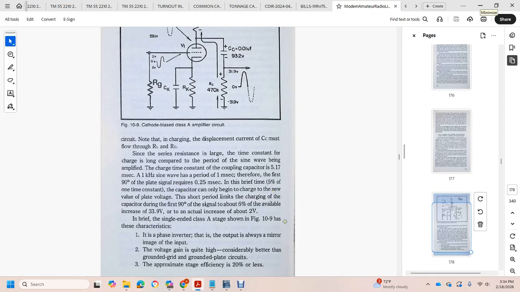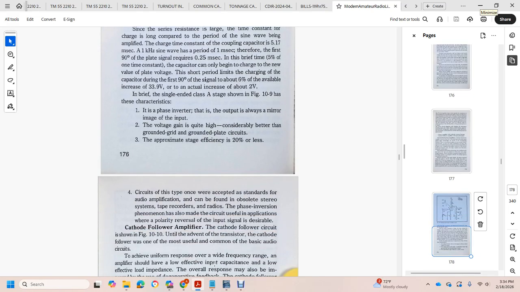It's a phase inverter: the output is always a mirror image of the input, with voltage gain considerably better than the grounded grid and grounded plate circuits, with an approximate stage efficiency of 20% or less. Circuits of this type can be found in audio amplification, in the obsolete strip of the system, tape recorders, and radios. Phase inversion has been made useful in applications where a polarity reversal of the input signal is desirable.